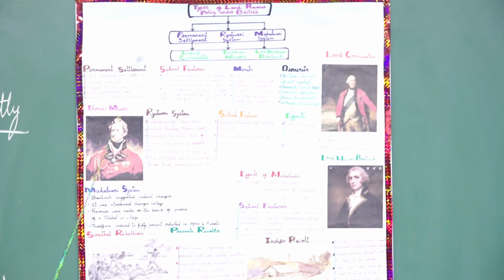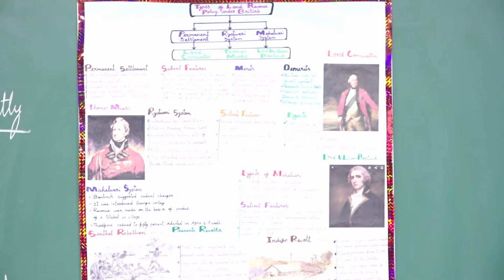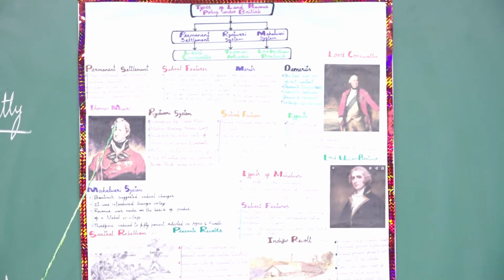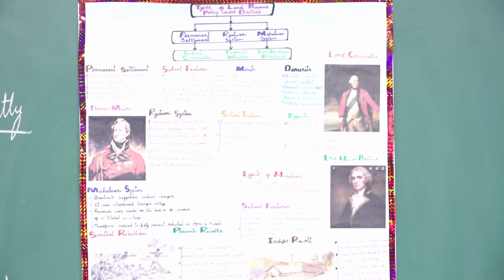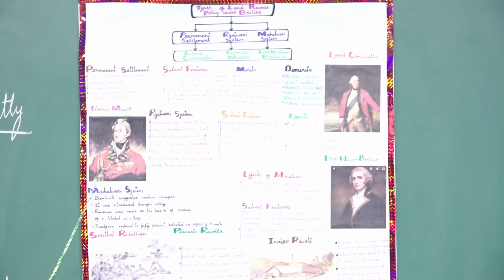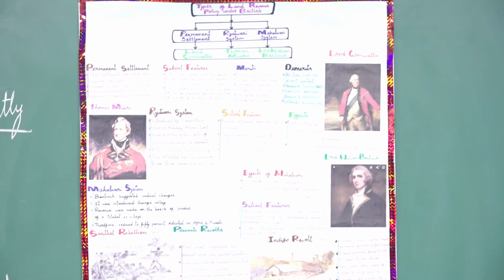He introduced the permanent settlement. This permanent settlement was first introduced in Bengal, Bihar, Orissa, Varanasi. It was known by different names like Zamindari, Jagirdari and Malguzari.